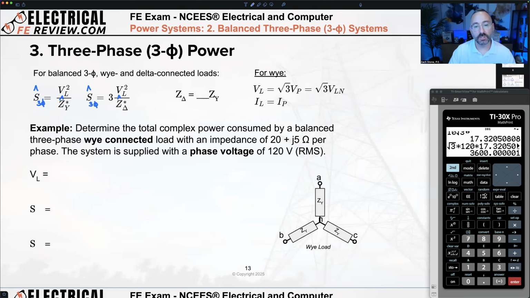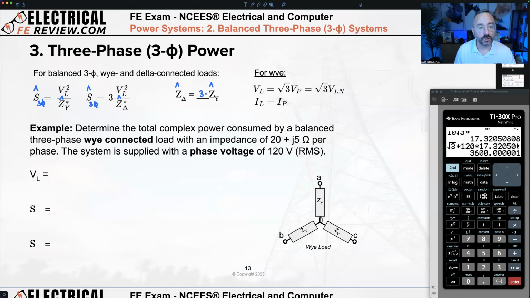Who can remember what's the relationship between Z delta and ZY? Sometimes you might have to use this with these formulas. I can say complex Z delta equals 3 times complex ZY. And I've included some Y relationships and Y formulas we've already discussed that we're going to use.